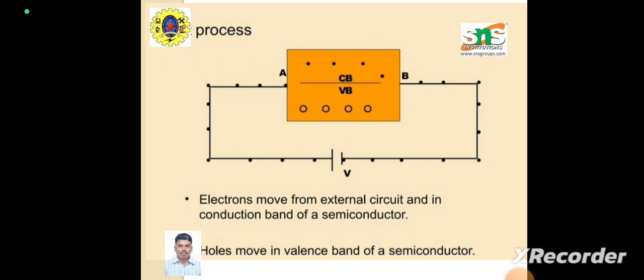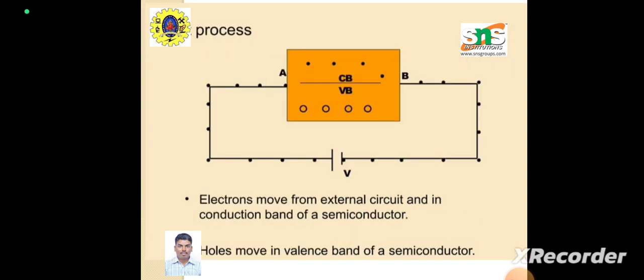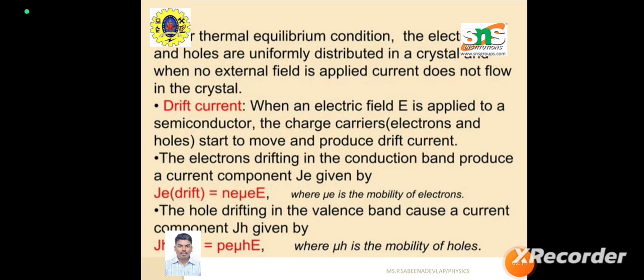The drift process is different from diffusion. From the potential we connect, the electron moves from the circuit to the conduction band of the semiconductor, and holes move in the valence band of the semiconductor in the circuit. Similarly, diffusion happens automatically and simultaneously, from higher to lower gradient, whereas the drift process is different: it is the moving of electrons in the conduction band and valence band in the circuits. So these are the different definitions.